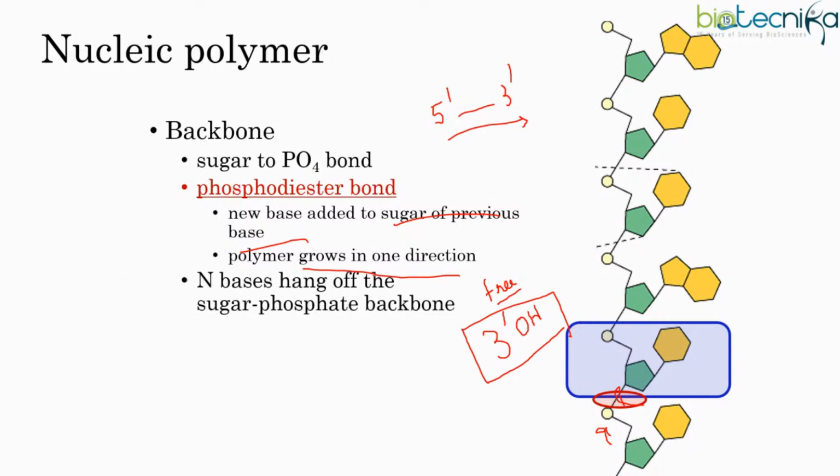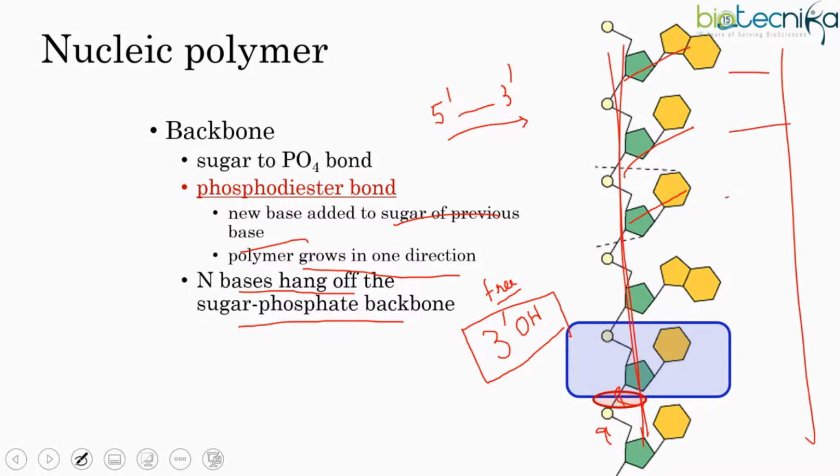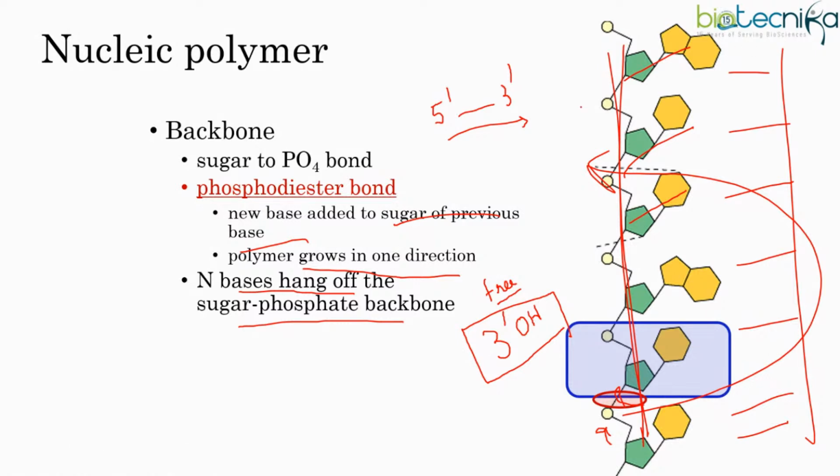So it always goes from 5' to 3' direction. Remember that. Nitrogenous bases hang off the sugar phosphate backbone. So it's like a ladder, right? This is one strand of the ladder, another strand of the ladder comes like this, and then they have hydrogen bonds and they are twisted also. That's where it gets a spiral structure. The DNA structure gets a spiral shape.